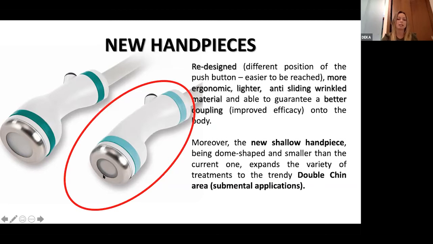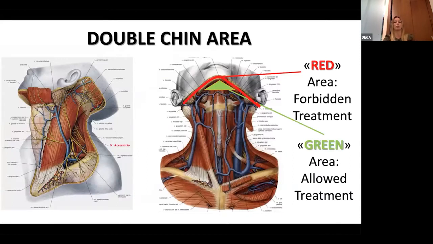Another reason is because it has a rounded cooling system part, so it's really easy to slide the handpiece in this very small area. Let's see where to move. As I said before, we have many glands, many veins, many lymphatic vessels in this area. So be careful to move the handpiece only in this very small area that you see in green.